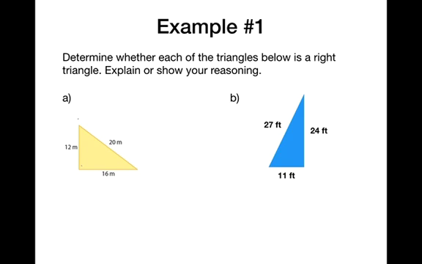So let's do that with an example, okay? In this first one, we're going to determine whether each of the triangles below is a right triangle, and we'll show our reasoning. In A, you've got a triangle that has leg lengths of 12 meters and 16 meters, and what would be presumed to be the hypotenuse is 20 meters, okay?